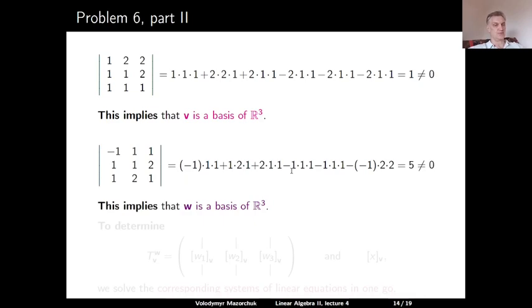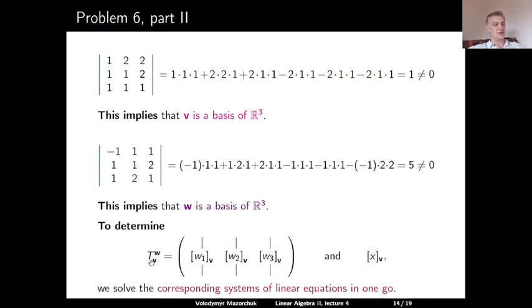basis of R3. To determine the transformation matrix from V to W, we need to find the coordinates of the vectors W1, W2, and W3 in the basis V and write them as columns into a matrix. So this problem basically reduced to finding the coordinates of W1, W2, and W3 with respect to the basis V. And we additionally also need to find the coordinates of x with respect to the basis V. So we need to solve the problem where the left-hand side is a matrix consisting of vectors v1, v2, v3, and then the right-hand side consists of, we have 4 different problems.